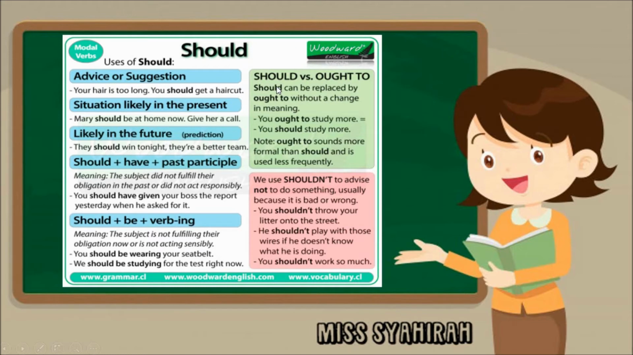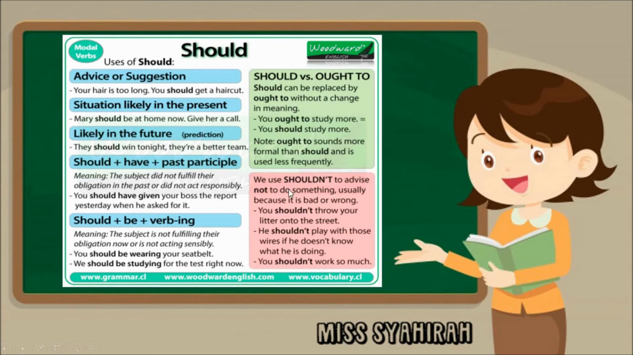Okay, here should versus ought to. Should can be replaced by ought to without a change in meaning. So if you don't use should, you can use ought to. Mary, for example, you ought to study more. So it could be you should study more. Same thing, ought to and should. So ought to sounds more formal. Ought to is more formal. We rarely use ought to. Usually you use should.